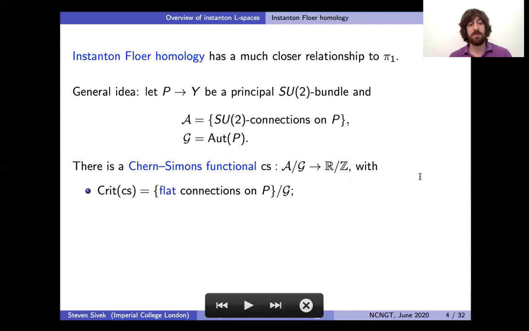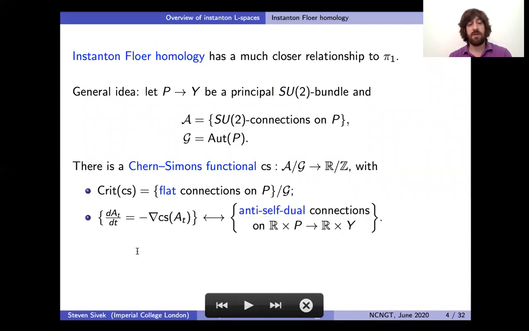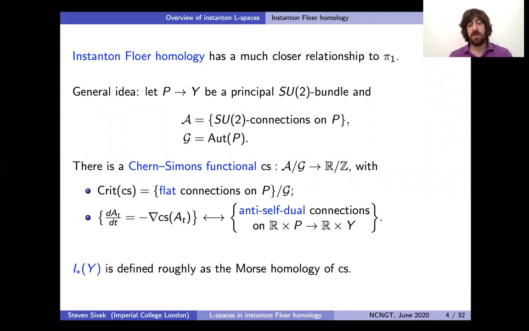And the other is that if you look at downward gradient flow lines of this functional, like you would in Morse theory, these correspond to 1-parameter families of connections on Y. And if you think of them as connections on R times Y, then they give you anti-self dual connections. This was a family of connections that was very well studied in the years leading up to this. So roughly speaking, you do Morse homology on this infinite dimensional space, and that's what you call the instanton homology.